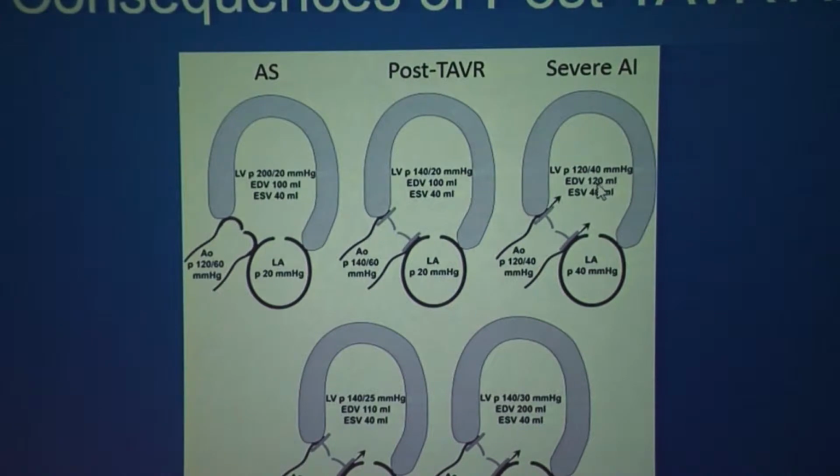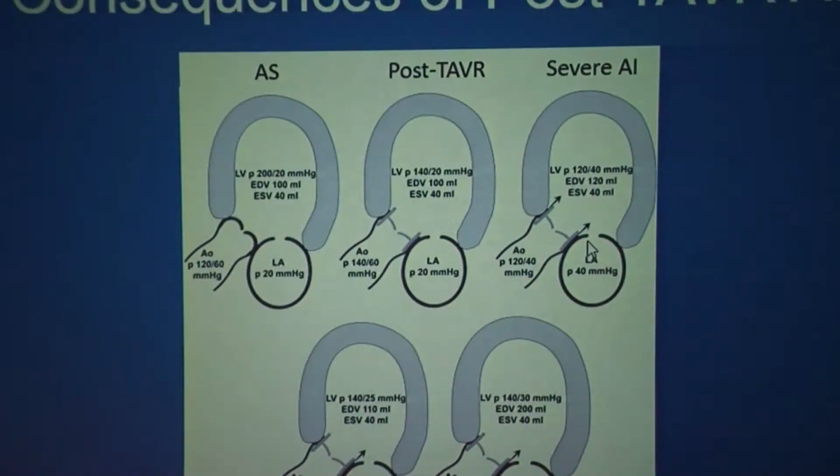Now, what happens if you introduce severe AI into a patient who has concentric LVH from AS? A large amount of blood will go from the aorta back into the left ventricle, and because you have significant hypertrophy and a non-compliant left ventricle, you'll see a significant increase in both left ventricular diastolic pressure and left atrial pressure. If this is extreme, you'll get a diminished cardiac output, where you actually get cardiogenic shock. So that's one way severe AI can lead to poor prognosis in these patients.